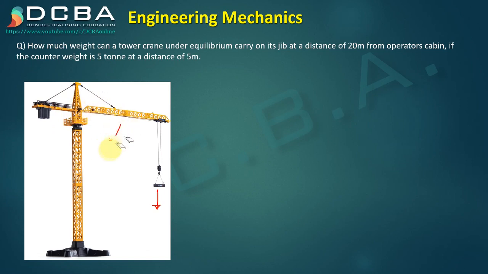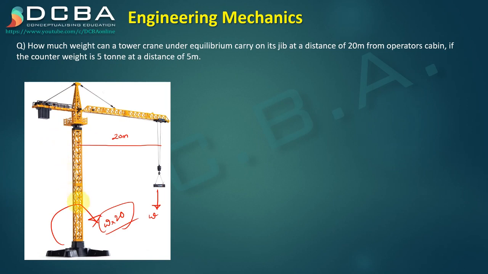So what it is saying is that it has a weight of W, which is at a distance of 20 meters. Now this weight W that the tower crane is lifting up can cause instability of the tower crane. What kind of instability can it cause? It can cause a rotational instability, because you see this W into 20 can cause a moment of W into 20, right? So this is the rotational instability that can happen, and this tower crane can lose its equilibrium.